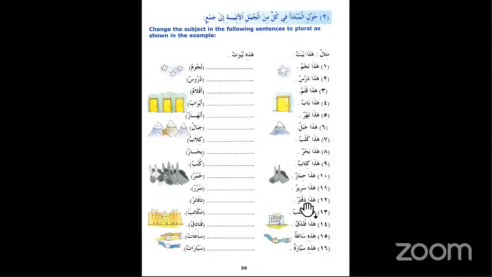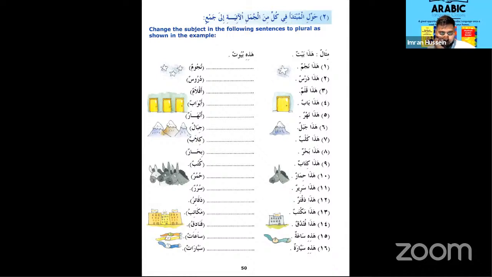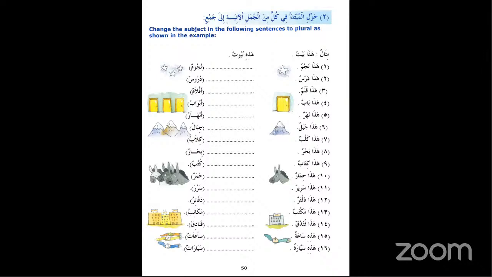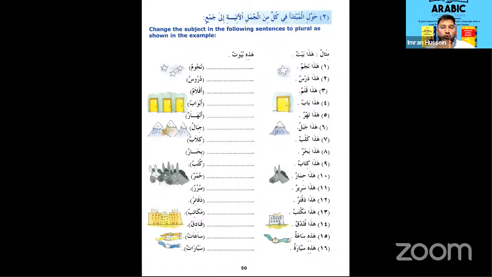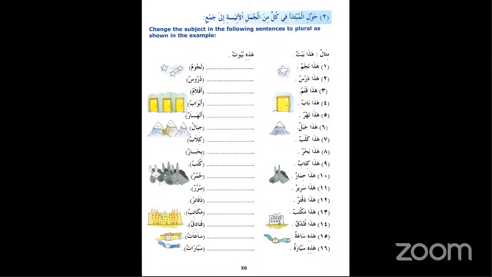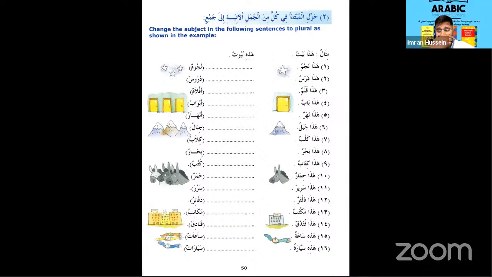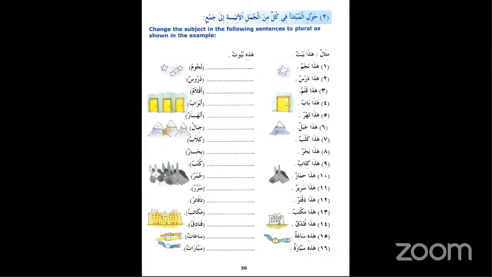Haza daftarun. This is a class. No, not glass, a notebook. Sorry, a notebook. Hazihi daftarun, these are the books. Haza maktabun. This is a class. Hazihi makatibu. These are the classes. Not classes, desks. Desk. Sorry, desk.